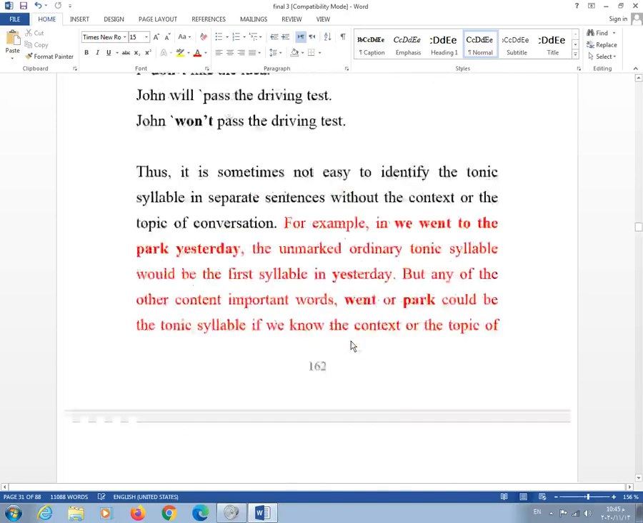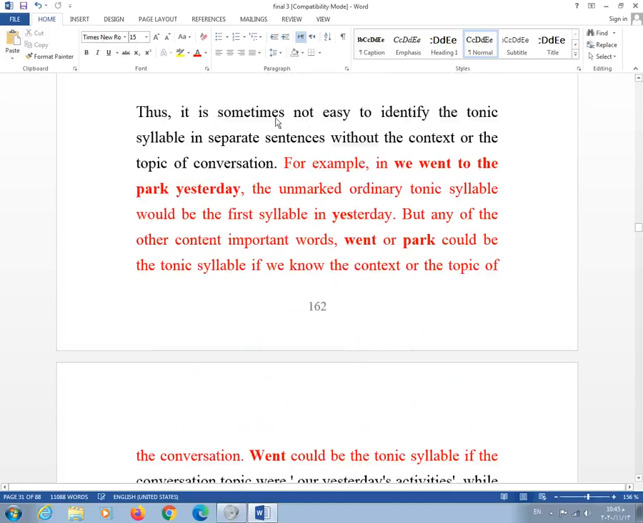Here, let's look at some examples. Another example. Okay. Sometimes it's not easy to identify the tonic syllable in separate sentences without the context. Sometimes when I give you separate sentences without context, it would be difficult for you to identify what the tonic syllable is. Okay, for example, we went to the park yesterday. The unmarked ordinary tonic syllable would be the last word, yesterday, the first syllable here. But any of the other content words, went and park, could be the tonic syllable if we know the context or the topic of the conversation.